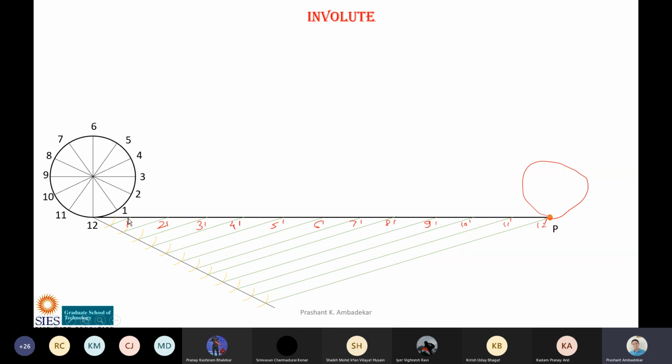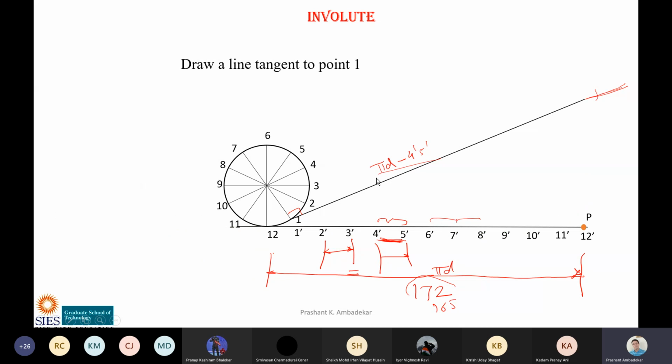So next time 1 will come at 1 dash, 2 will come at 2 dash, then 3 will come at 3 dash, and so on. Finally, point number 12 will come at 12 dash. Now, in order to draw the involute, what will we do? We will draw lines from every point, that is 1 to 12. These lines will be tangent to the circle, and the length of each line will be slightly less than the previous line. इससे थोड़ा कम. So you would have seen in the last slide कि length कम होते जा रहा है.